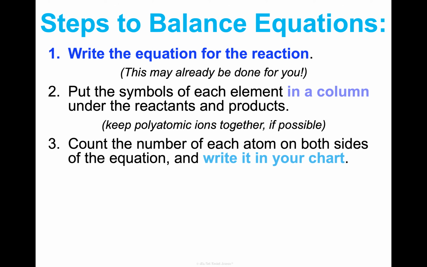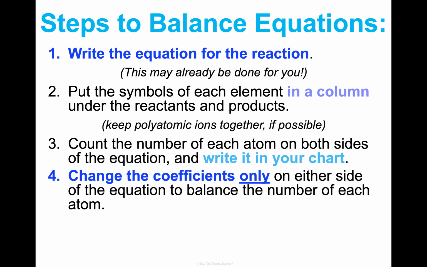Then you're going to count the number of each atom on both sides of the equation and write it in your chart. And then you're going to change the coefficients only on either side of the equation to balance the number of each atom. You're going to keep track of your totals in your chart until all of the totals are the same.